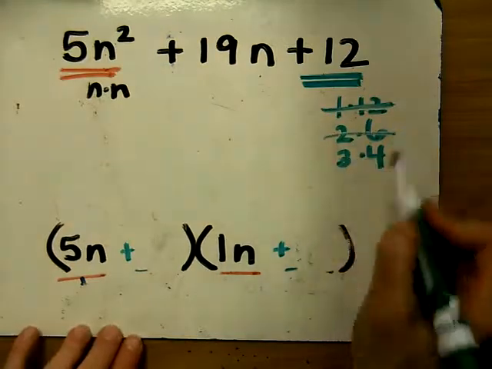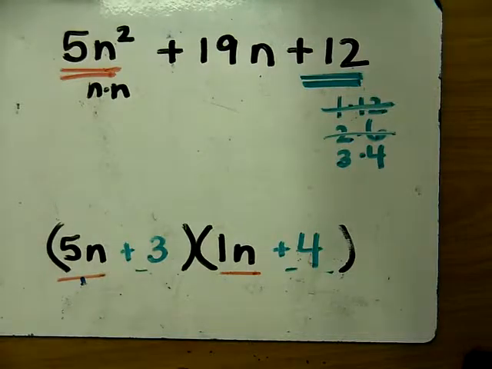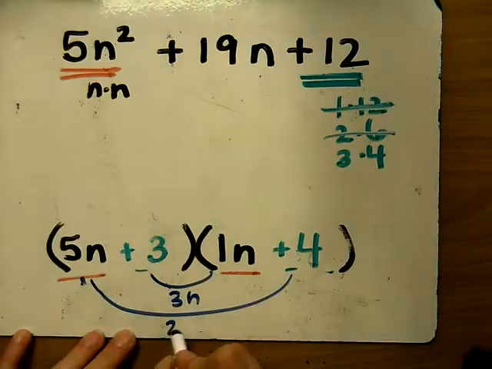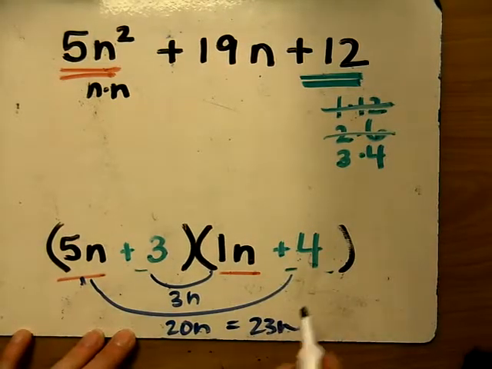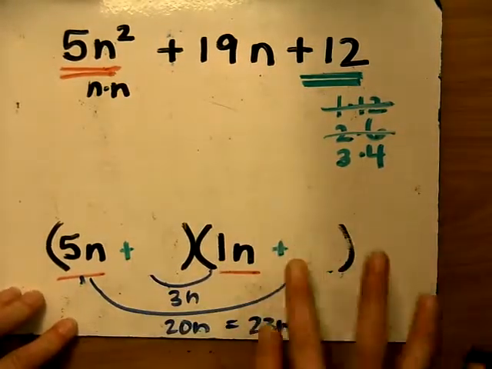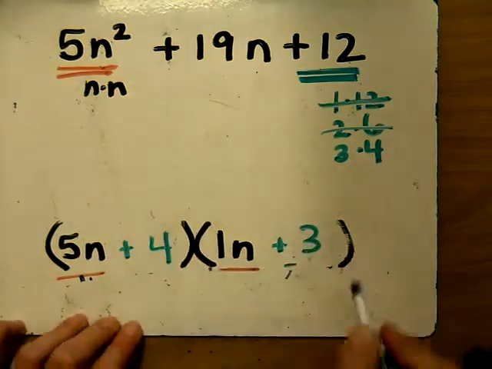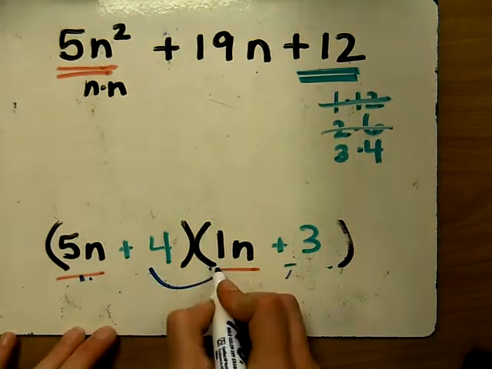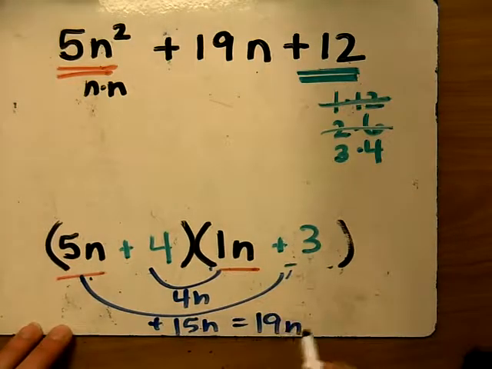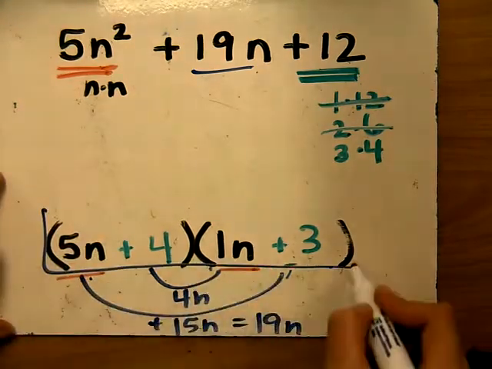All right, so now let's move on to the 3 and the 4. So now when I test it, I check my inners, that's 3n. My outers is 20n. Those add to be 23n, which is not the 19n that I wanted. So those won't work. So we'll erase that and try a different order. Let's try the 4 here and the 3 here. So now when I check my inners and outers, that's 4n, this is 15n, those add to give me the 19n. So this would be my correct factored form, right here.